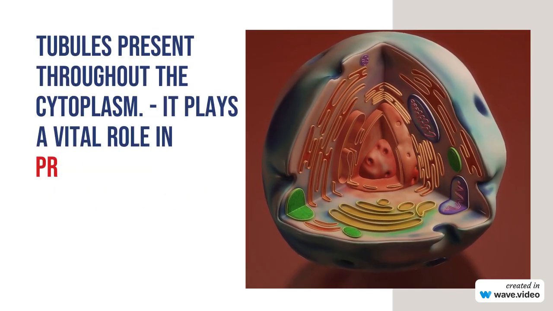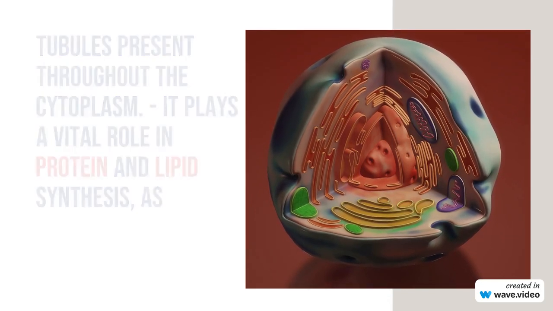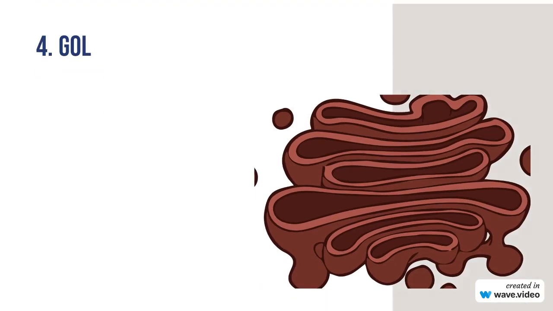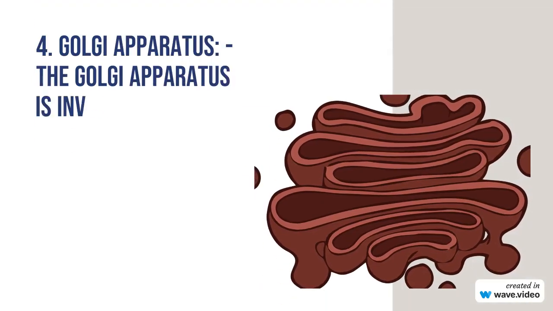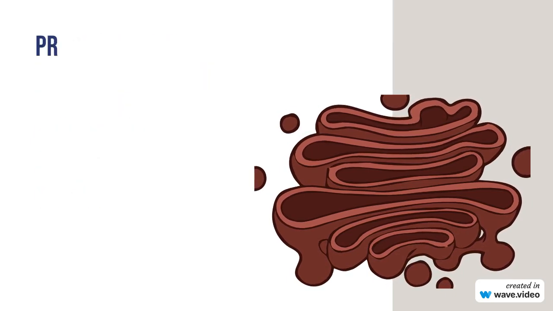4. Golgi apparatus. The Golgi apparatus is involved in processing proteins and lipids for transport within and outside the cell. It consists of a stack of flattened, membrane-bound sacs or cisternae.